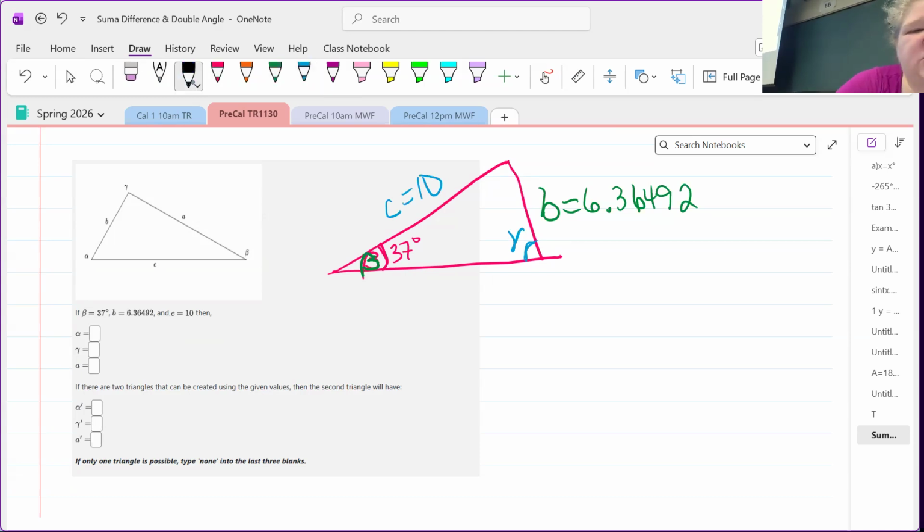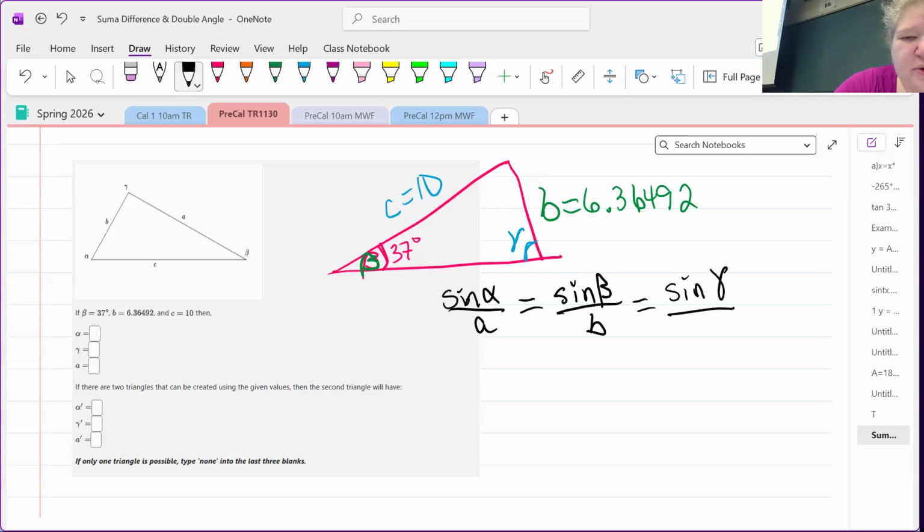But our law of sines formula from the formula sheet has sine alpha over A equals sine beta over B equals sine gamma over C. I think that's what we put. Yeah, we wrote it with the alpha, beta, gamma.